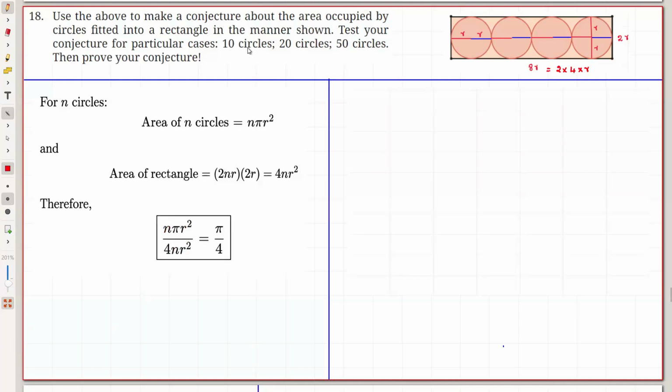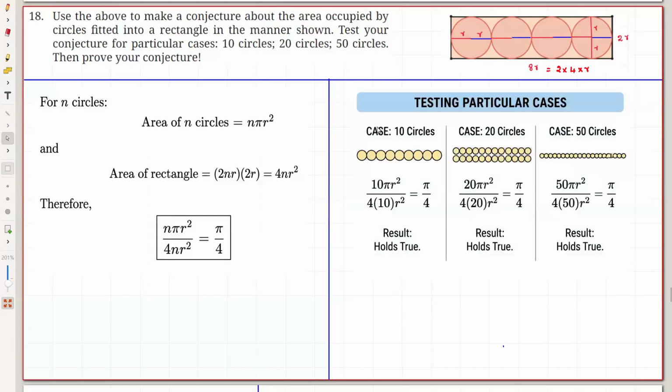So now this is a simple concept. Based on this we can go for 10 circles. If you have 10 circles, in the place of n we have to take 10. So 10 pi r square divided by 4 into 10 r square. n is nothing but the number of circles. 10 gets cancelled, r square gets cancelled, pi by 4.